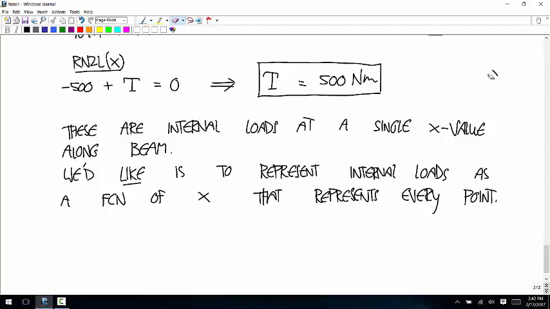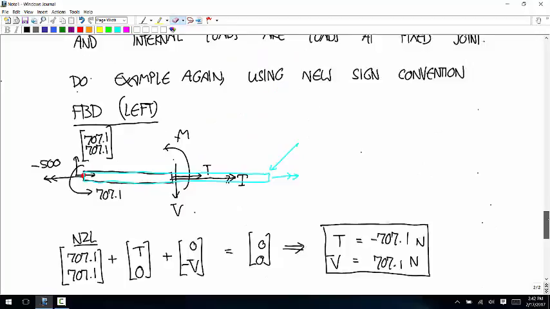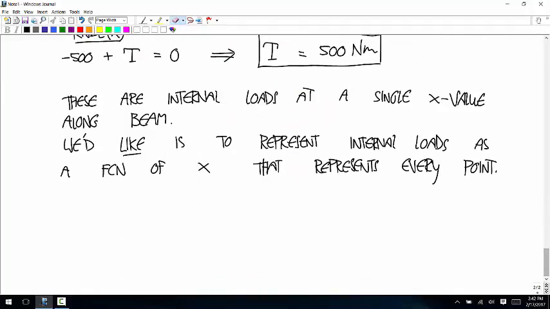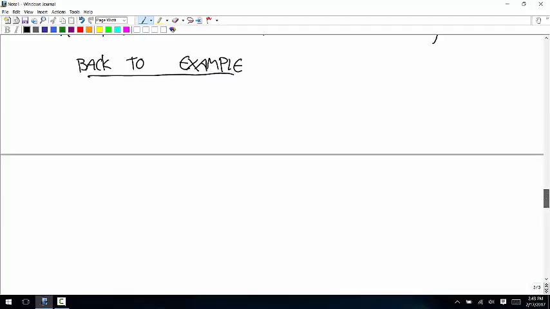Okay, so can we do that with the problem we just did? Let's see what we can do. So back to the old example. So this time, here's the whole beam.